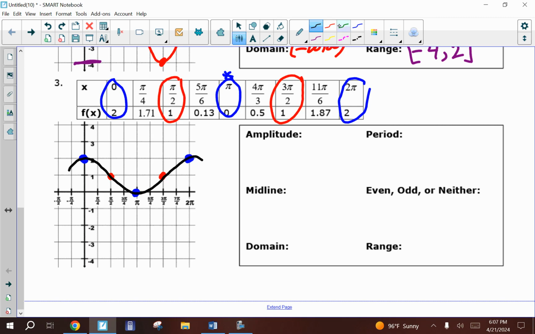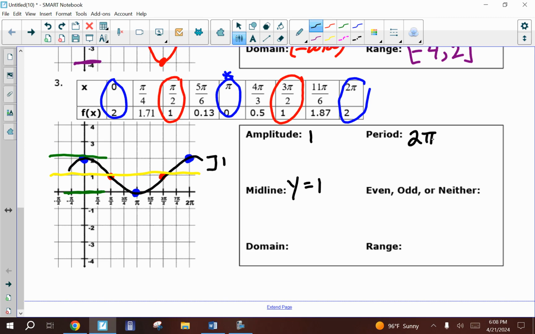So now to tell all of our information, we kind of have to figure out the amplitude. What I'm going to do is mark off the highest point and the lowest point. And that means that our midline is exactly in the middle of that. So that's our midline. My midline is going to be at y equals 1. The amplitude is the distance from the midline up to the highest point, and that's also 1. So my amplitude is 1. My period, it looks like it took 2 pi to complete the entire shape.